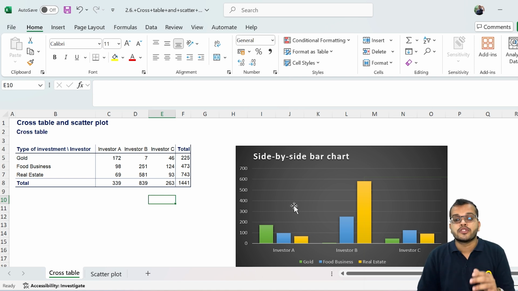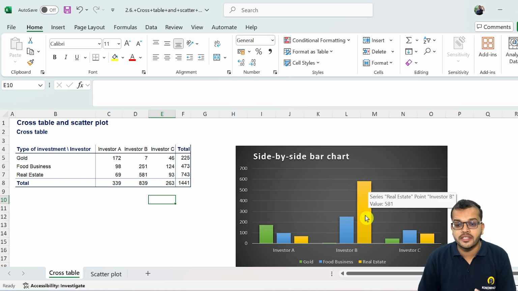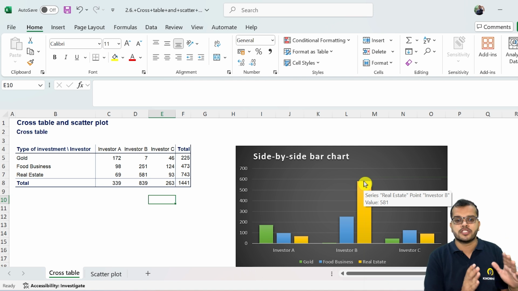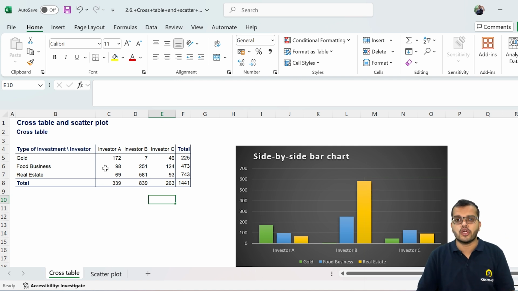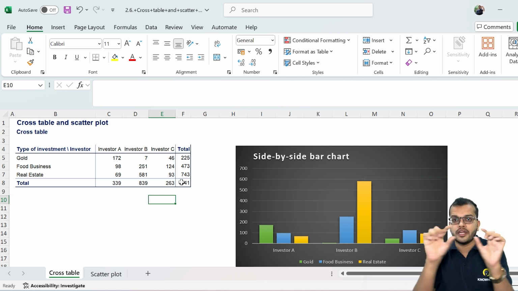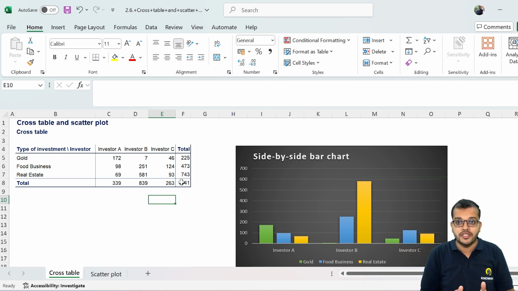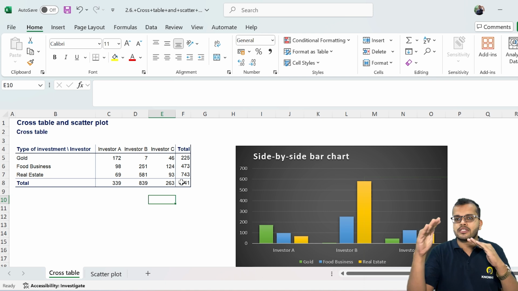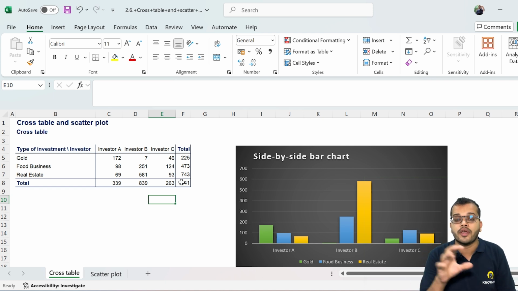When we represent this for investor B, it is in between, let us consider 580, that we can see here. We generally call this a cross table, where we have multiple totals: all the investors' totals and the individual person's totals. That's considered a cross table, and that's how we are going to represent it using a side by side bar chart. Okay, now let's move on to the next representation, which is a scatter plot.